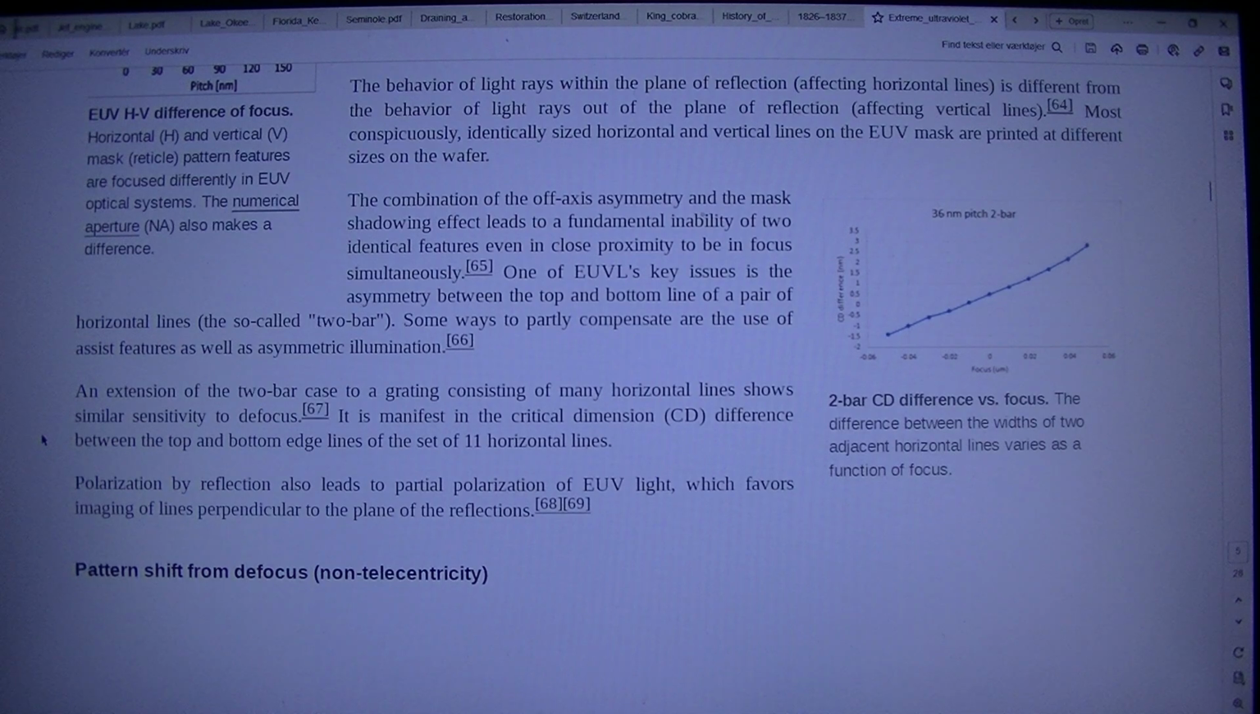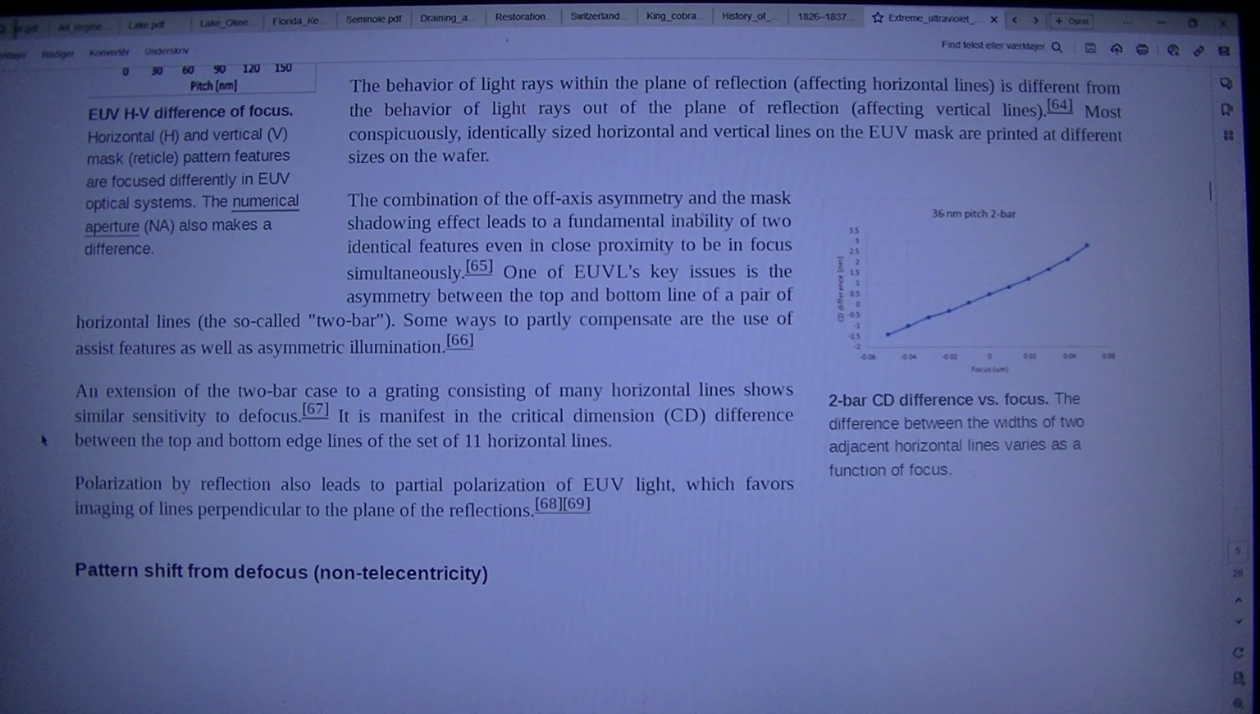An extension of the two-bar case to a grating consisting of many horizontal lines shows similar sensitivity to defocus. It is manifest in the critical dimension, CD, difference between the top and bottom edge lines of the set of 11 horizontal lines. Polarization by reflection also leads to partial polarization of EUV light, which favors imaging of lines perpendicular to the plane of the reflections.